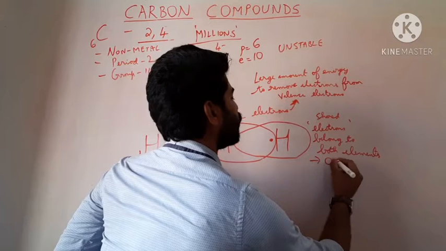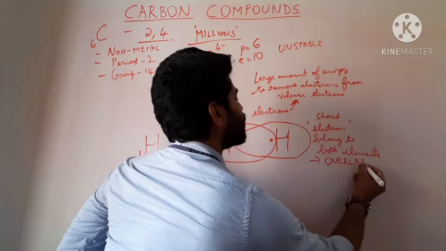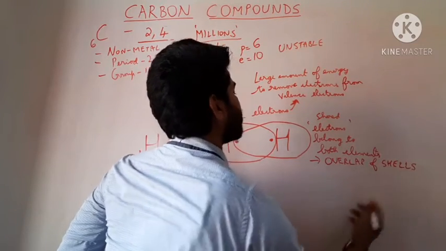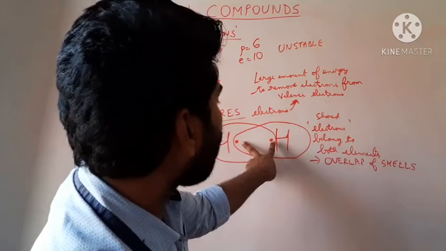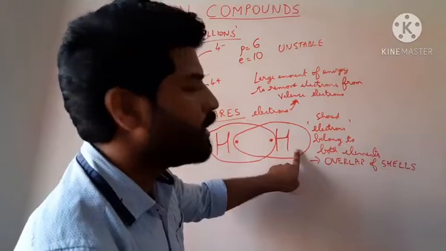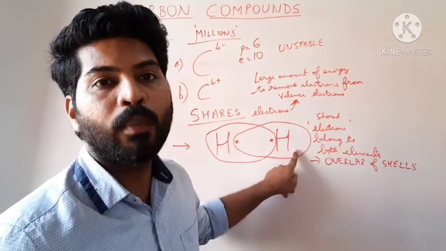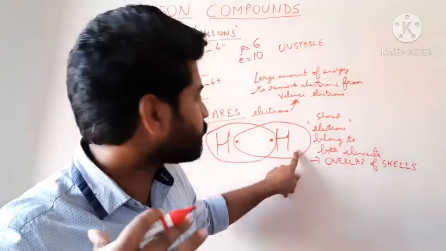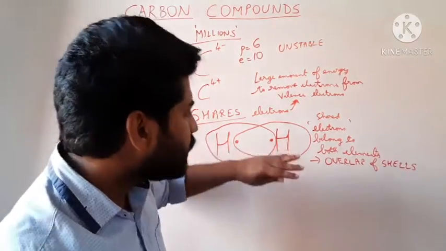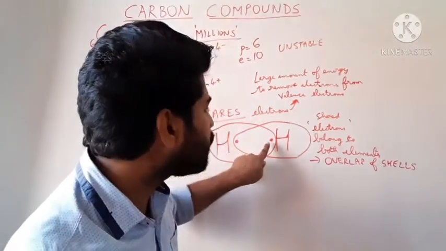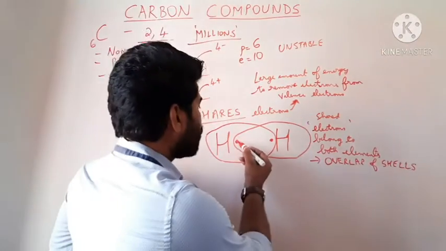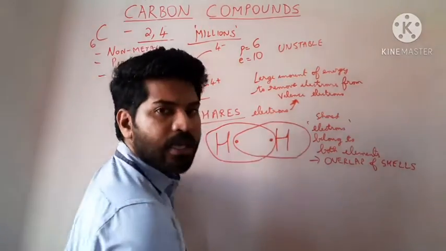and this happens because of overlap of their outermost shells, overlap of the orbits or shells. Because of this overlap, these two electrons belong to this hydrogen atom, and these two electrons also belong to this hydrogen atom. Therefore, the problem of gain and loss is overcome and sharing of electrons takes place. In this case, one electron pair is shared between the two atoms. So there is one pair of electrons that is shared.